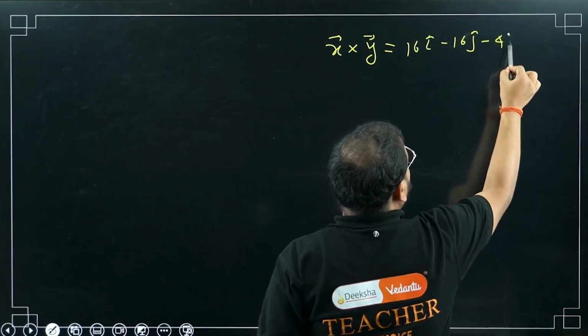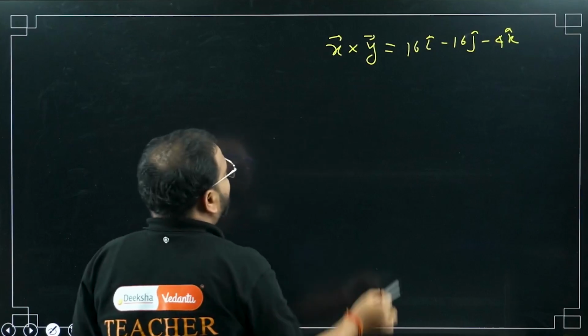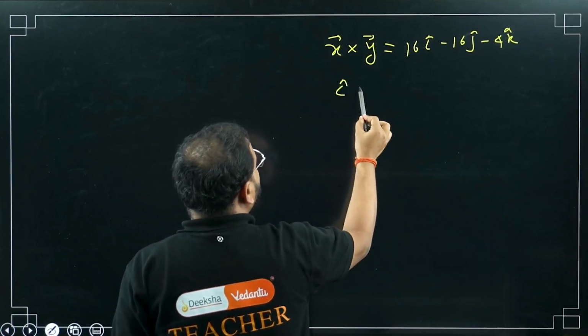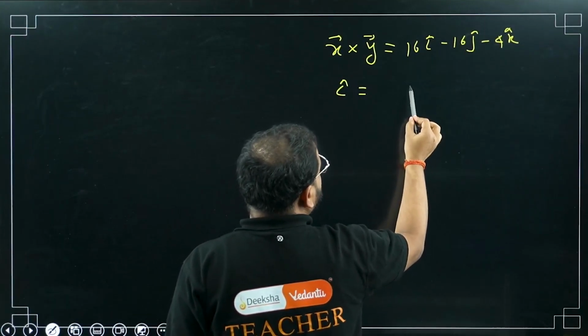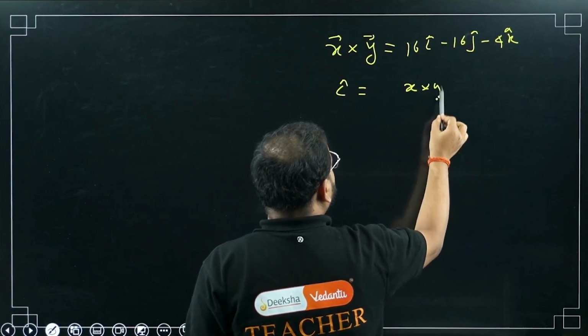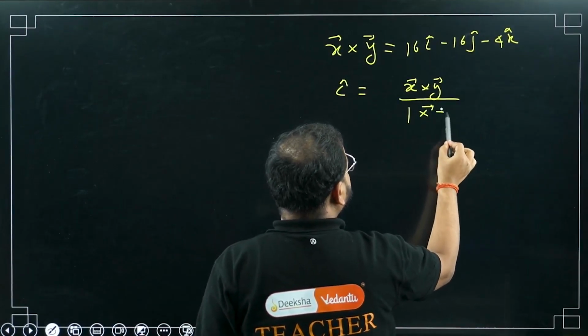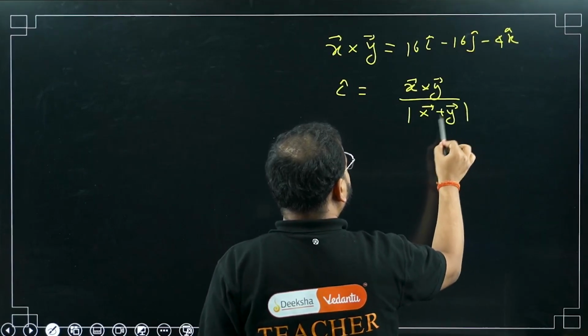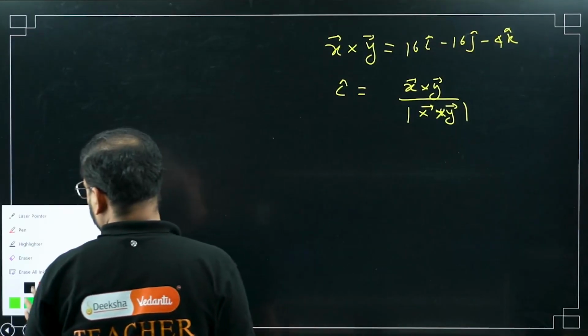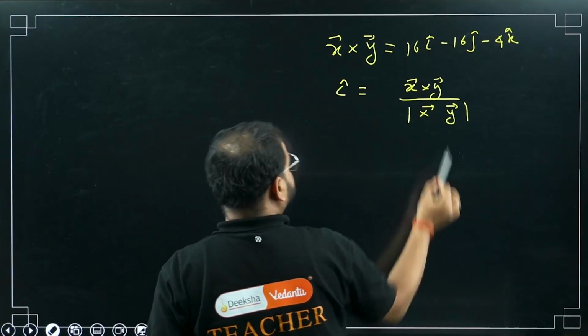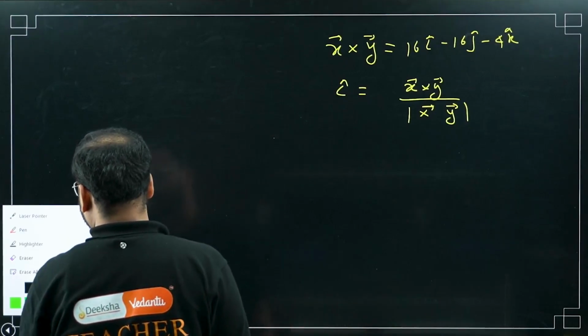I'm looking for the unit vector of c, which is x cross y vector upon mod of this. Remember, mod of x cross y, not x plus y, mod of x cross y. Have a look.